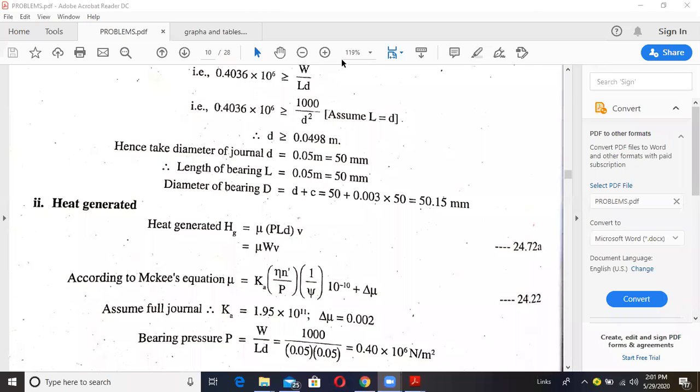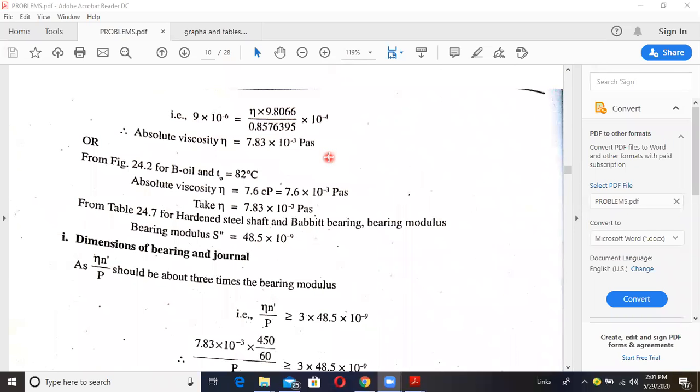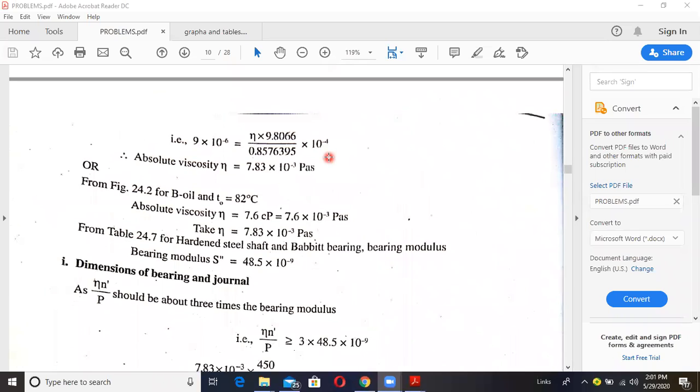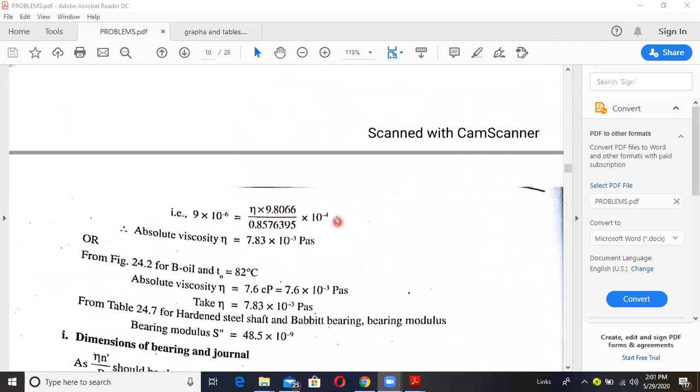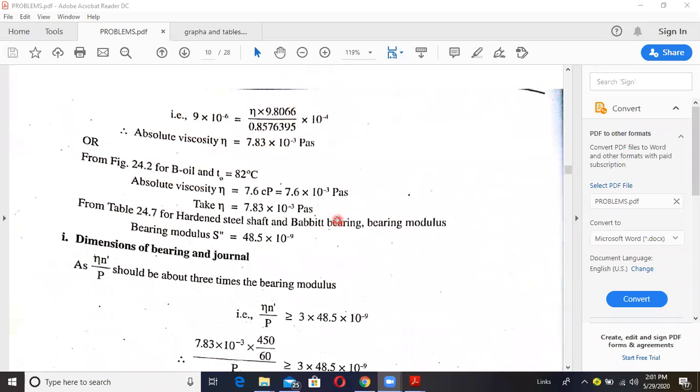So this is one type of problem: how to calculate eta and how to calculate the dimensions of the bearing and journal, and the remaining unknowns, whatever they give. They can ask to calculate mu, calculate h0, or calculate hd, or the minimum film thickness and oil flow rate. Those are the remaining questions they will give. So this is the second type of problem, to calculate eta and the dimensions of the bearing and the journal.